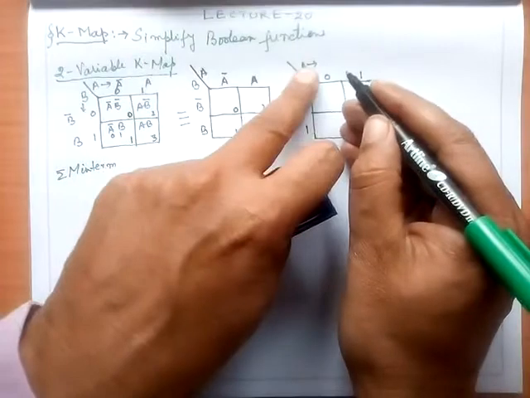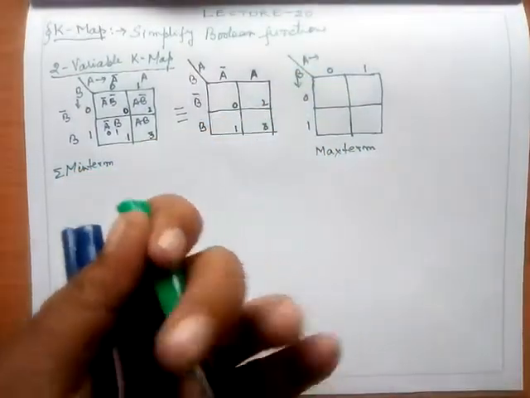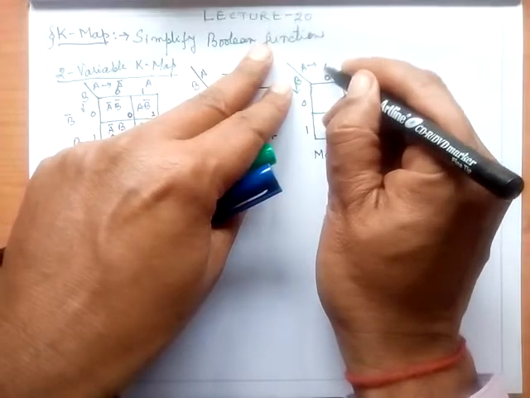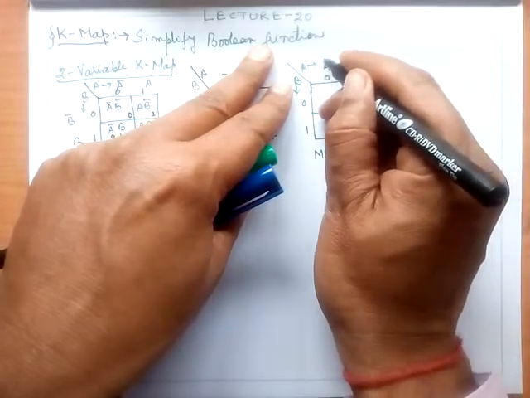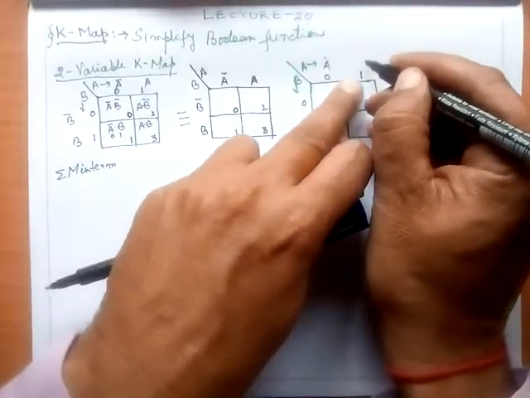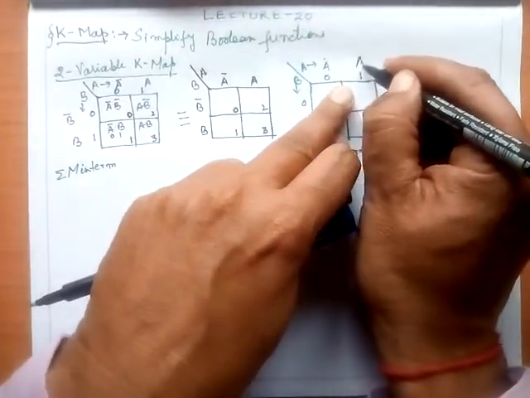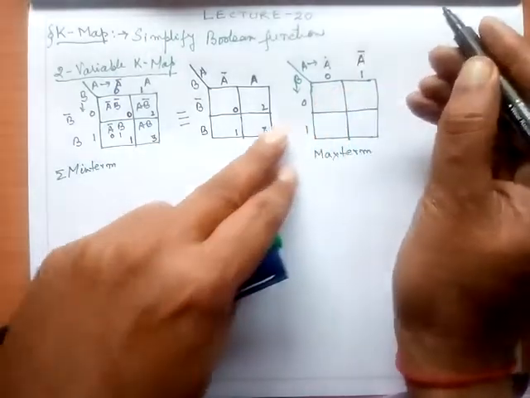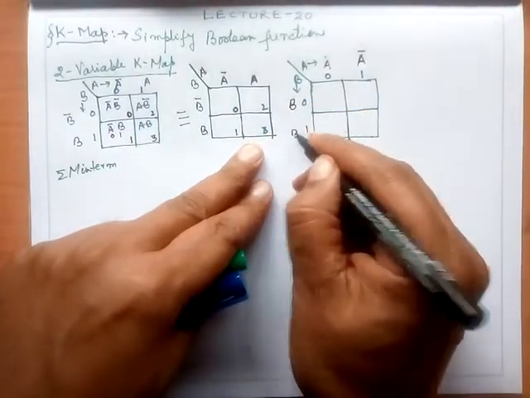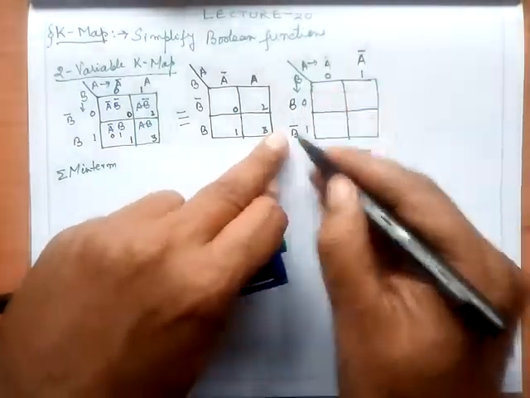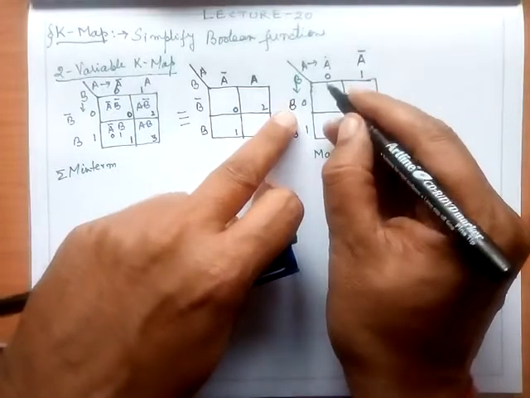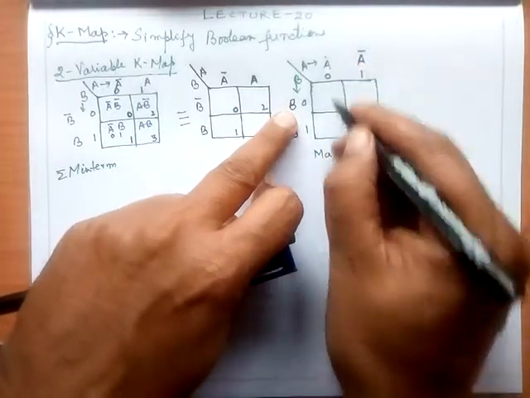Now 0 corresponds to the variable A, not A bar. 0 corresponds to A and 1 corresponds to A bar. On the other hand, this is B and this is B bar. Now look at this value. If you see, it is A plus B here. This value is nothing but a combination of this and this.